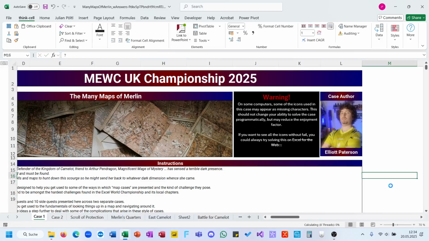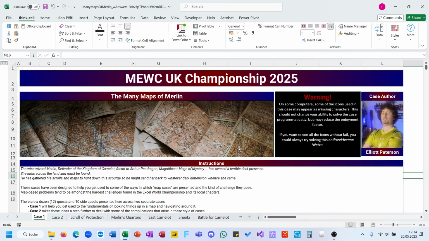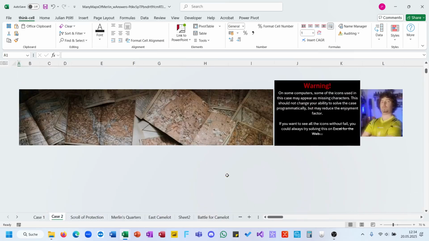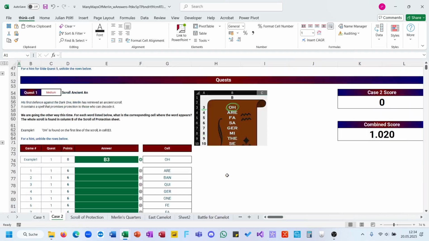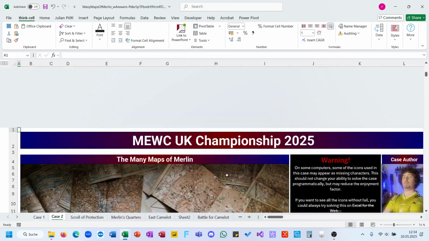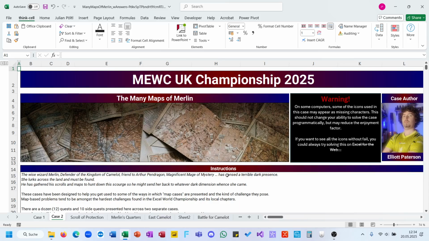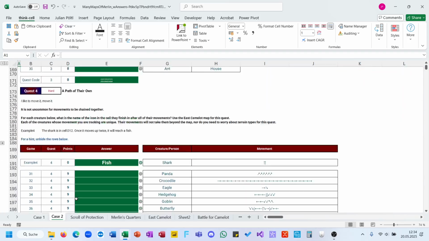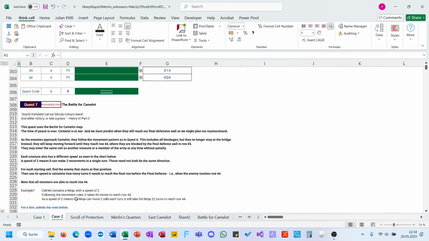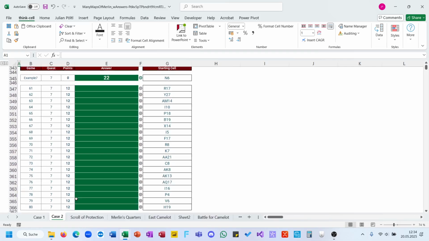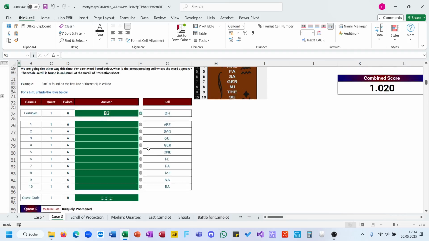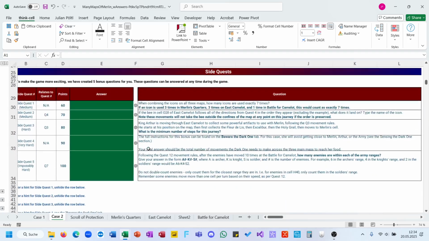Many maps of Merlin. Case 2. Here we go. Case 2 solve. I took a brief look into level 1, but it seems to be harder. But let's hope for the best. I think there are only 5 quests here. Oh no, there are 7. So there are 14 quests. Not only 12? I don't know.